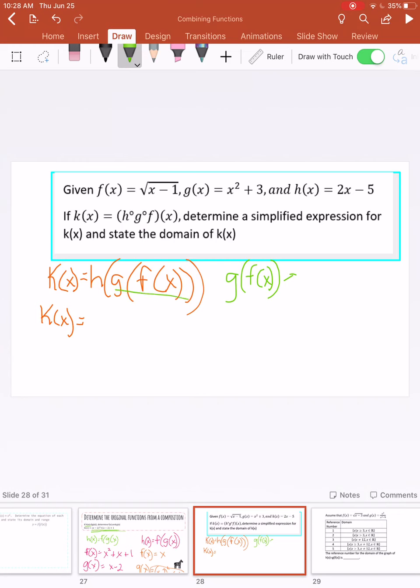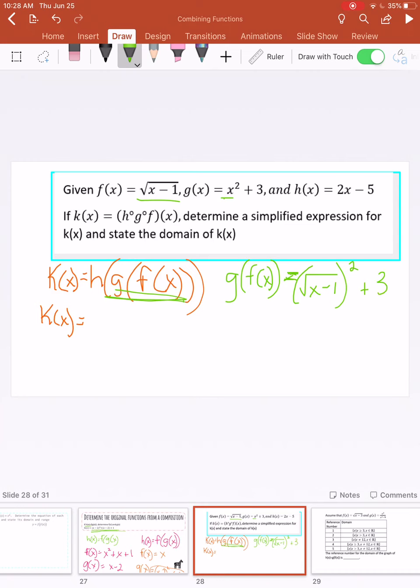Okay, I'm just starting with this little part here. So I'm taking that g function and inputting the f function. I'm replacing all the x's, so in this case I just have the x, with that f function. So I'm replacing the x with root x minus 1 squared plus 3.